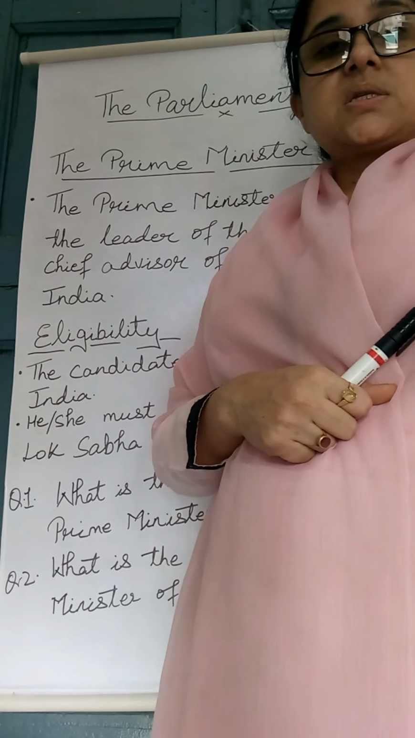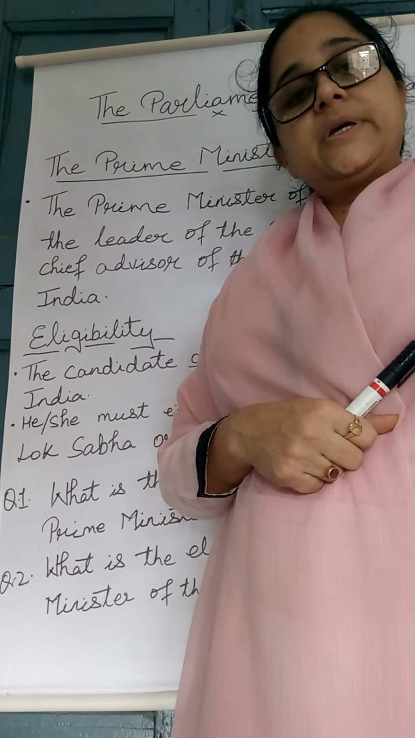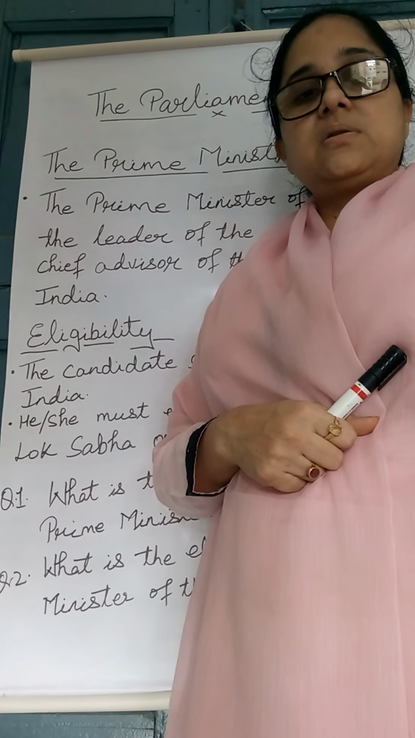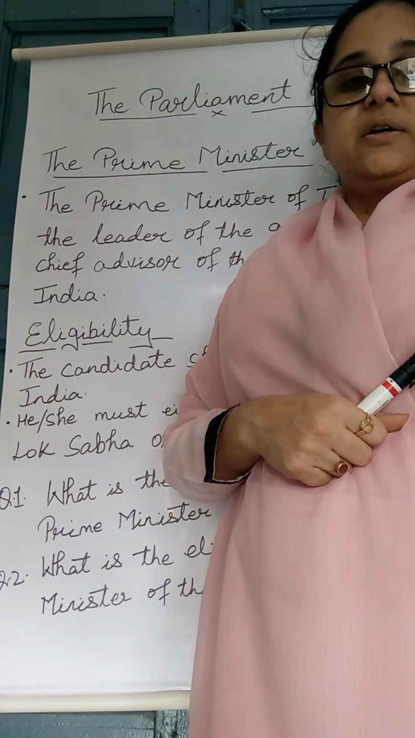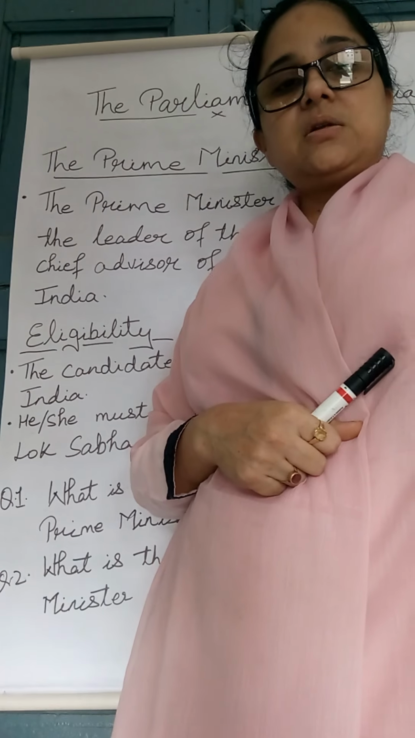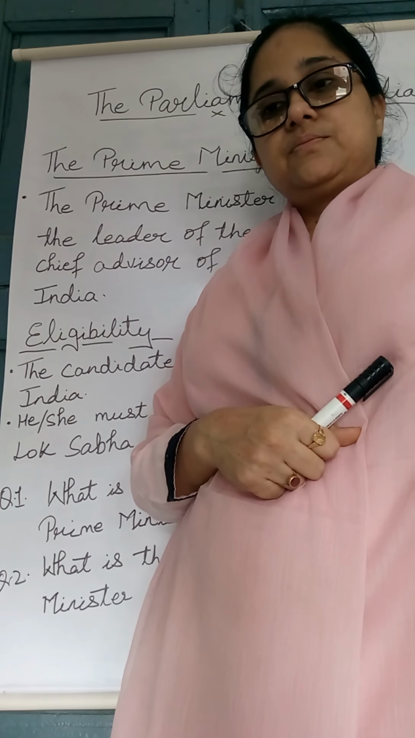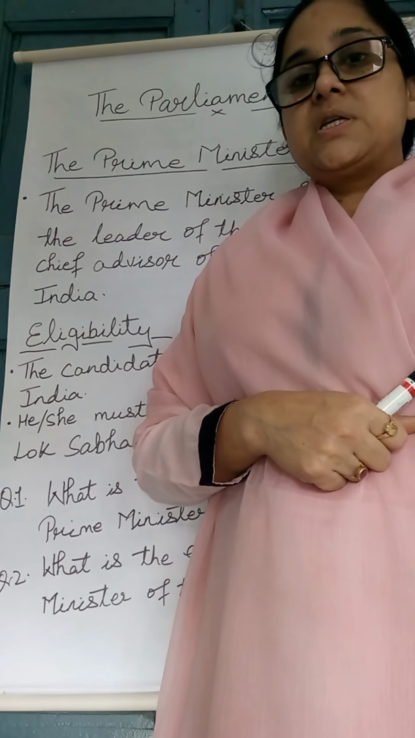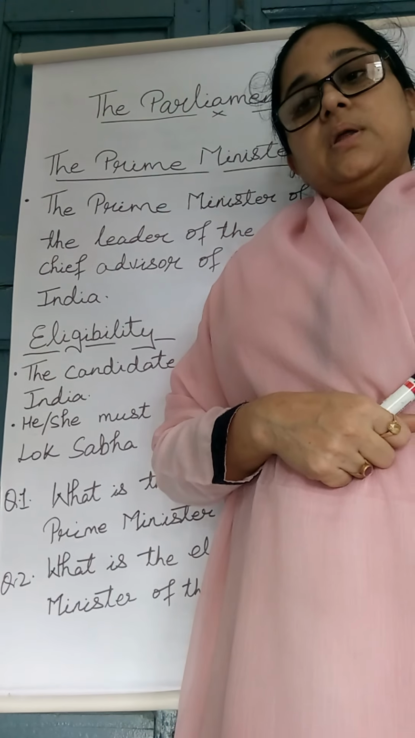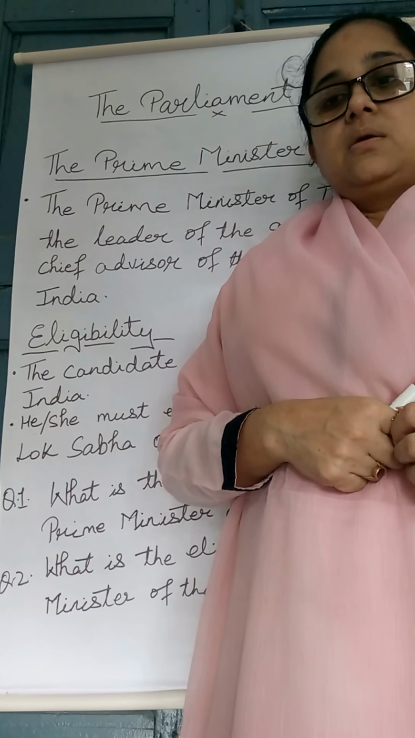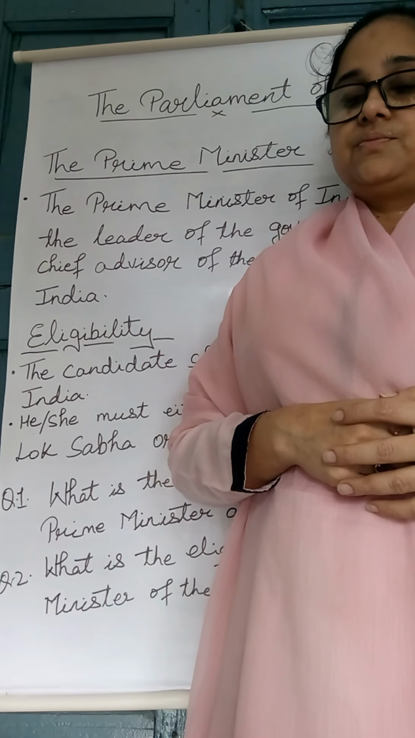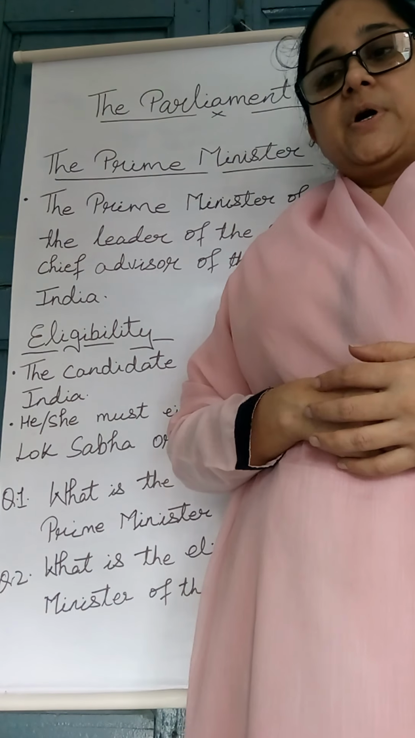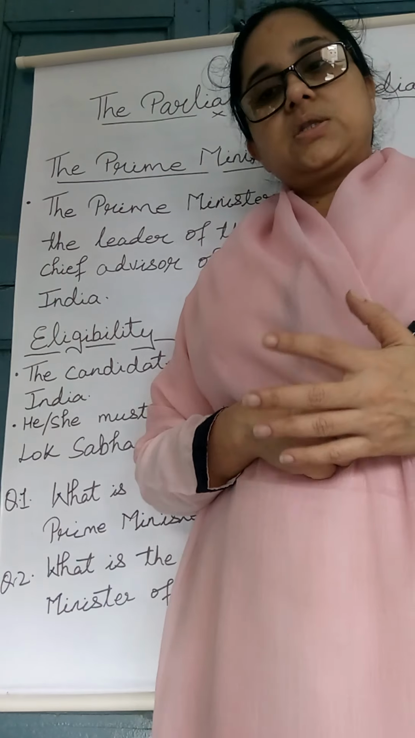Now, the Prime Minister inside the Parliament. The Prime Minister is the principal spokesman and defender of the government in Parliament. Now, what is the eligibility of the Prime Minister in India? The candidate should be a citizen of India. He or she must either be a member of the Lok Sabha or the Rajya Sabha.